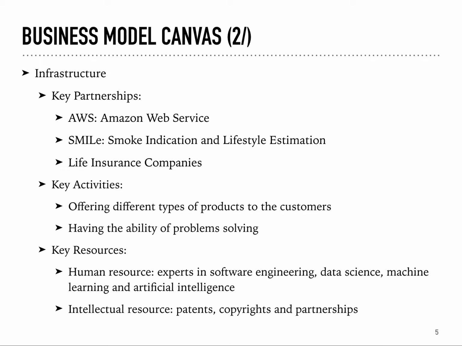So first, let's take a look at the infrastructure part. The first component consists of key partnerships. One of the most important partners of the company should be Amazon Web Services, AWS. They need the computing and storage resources from AWS to store their massive data and to train and test their model for the product. Besides, they also collaborate with Smile, smoking indication and lifestyle estimation, for data collection.